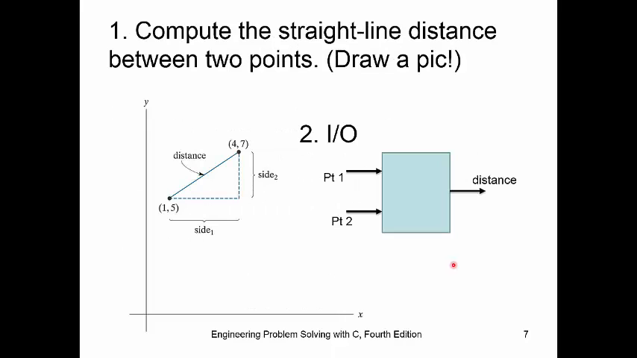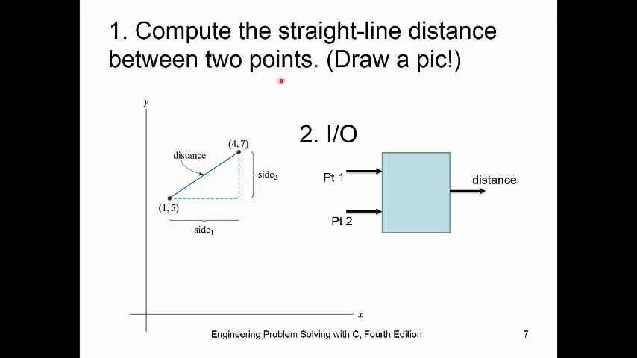So let's go through an example. This is the example in your textbook, but I will elaborate on it a little bit. And this particular program is going to be used right away in Chapter 2 as we go more in depth with the details of C language programming. So step 1 is to state the problem clearly. So our problem is to compute the straight line distance between 2 points.